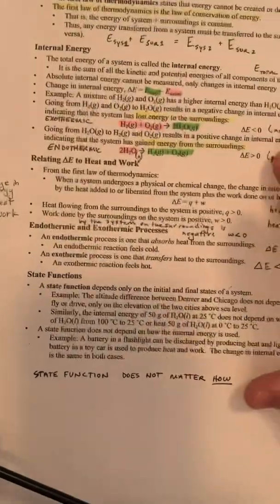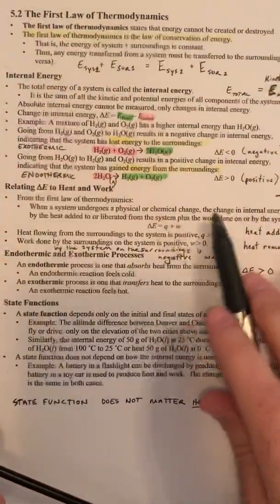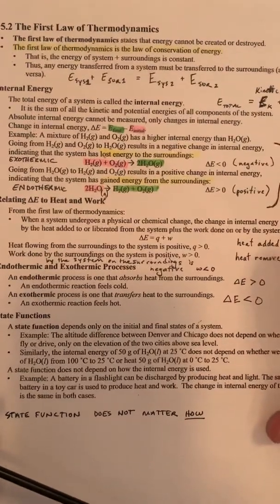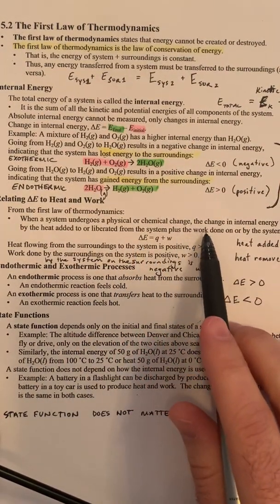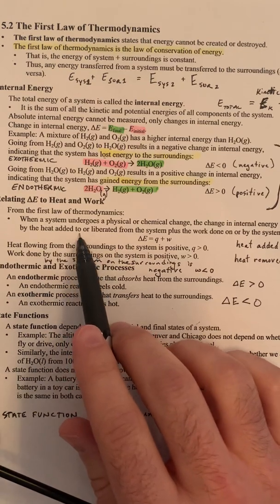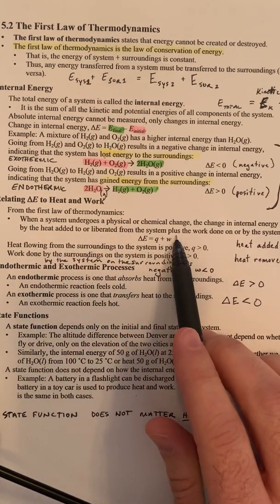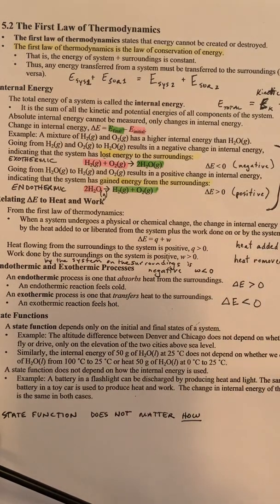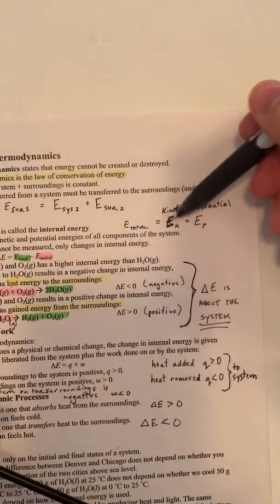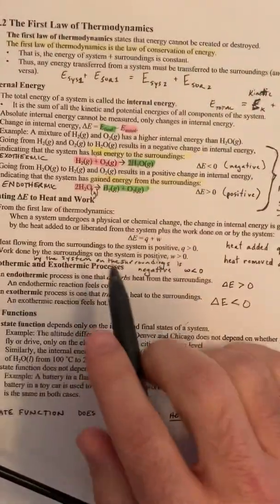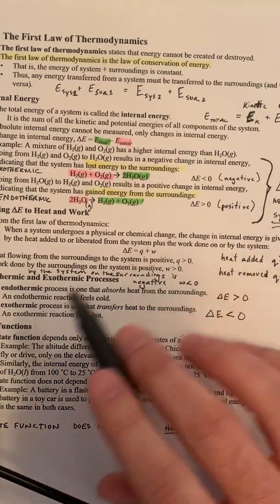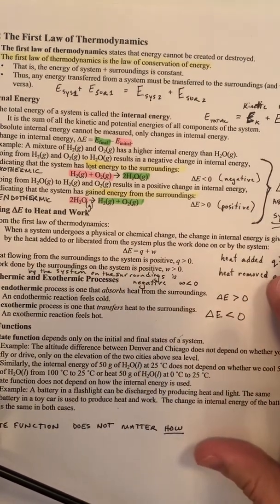Okay. All right. Relating delta E, change in energy, to heat and work. Okay. So from the first law of thermodynamics, when a system undergoes a physical or chemical change, the change in the internal energy, delta E, is given by the heat added to or liberated from the system, plus the work done on or by the system. So basically your total energy, and this sort of almost goes back to this here. Energy total is kinetic and potential. Okay. The heat, okay, plus the work, the combining of the two is going to give you your total delta E.